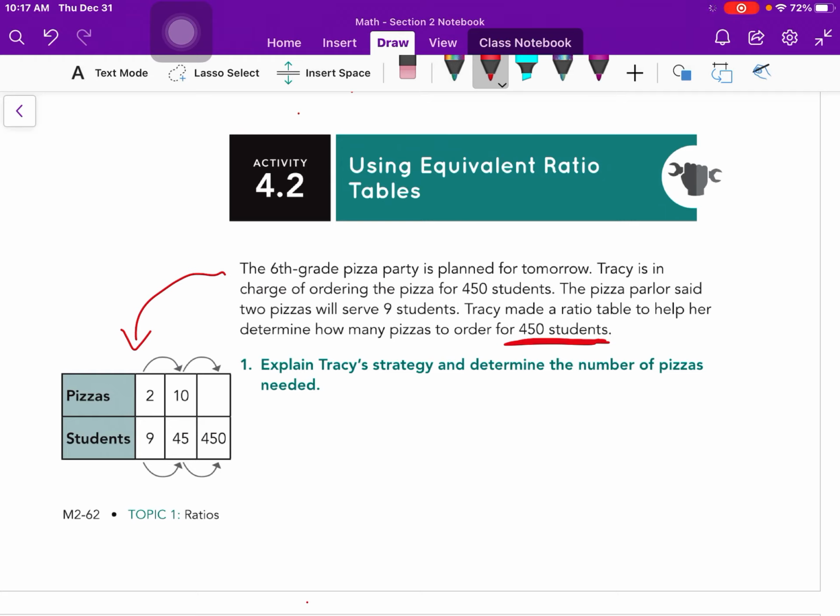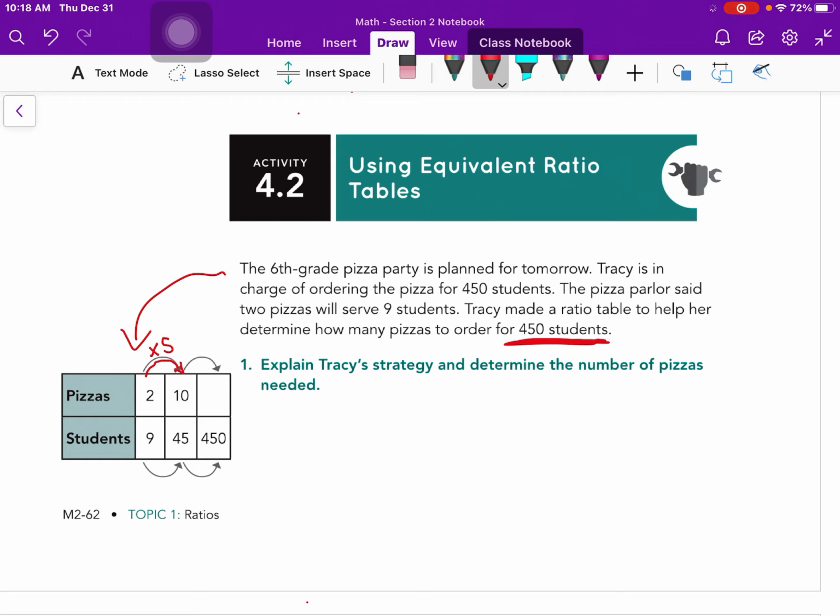I'm going to let you think about this for a second. Why don't you pause this video and see if you can figure out what she's doing in this ratio table and how many pizzas will be needed for 450 students. Okay, hopefully you made some connections here. They even drew some arrows to help you out.